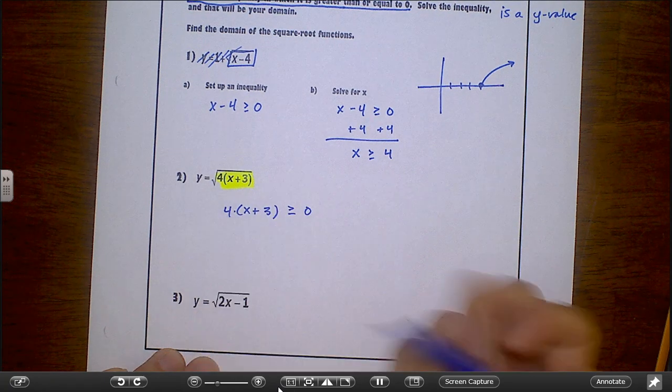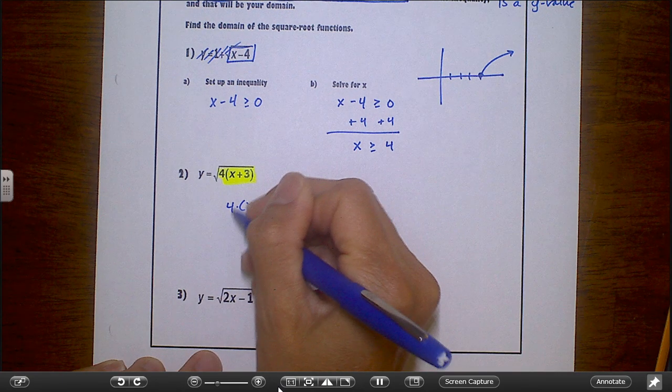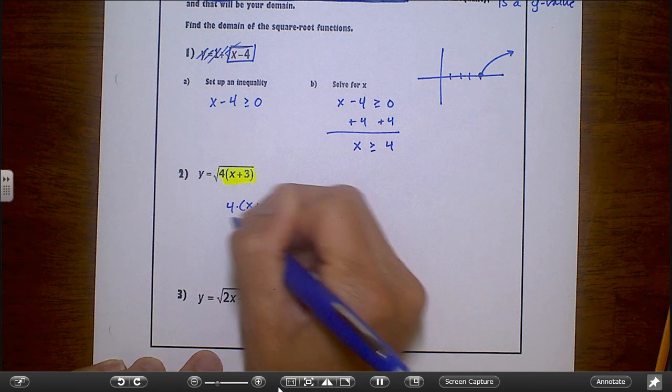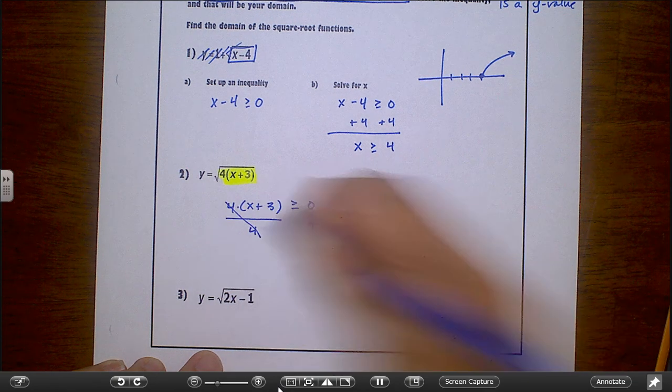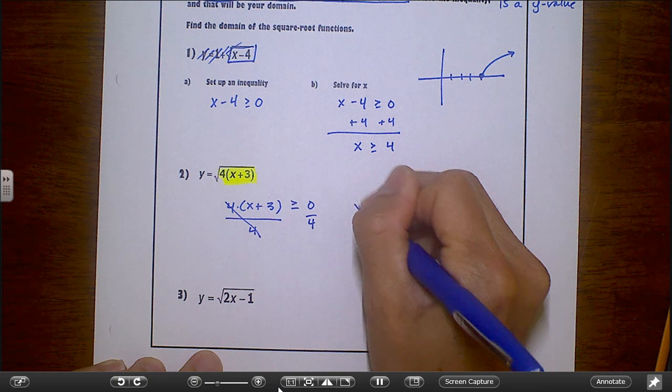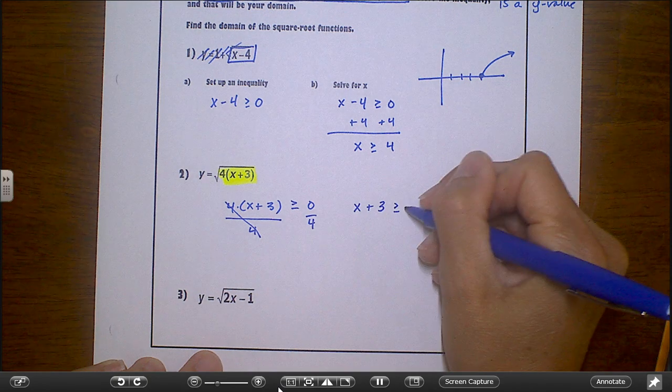I could distribute here if I want to, but that will make it more steps instead. Because this whole quantity is multiplying by this whole quantity, I'm just going to divide by 4. So it goes away there. Now I have x plus 3 is greater than or equal to, of course, 0 divided by 4, which is 0.